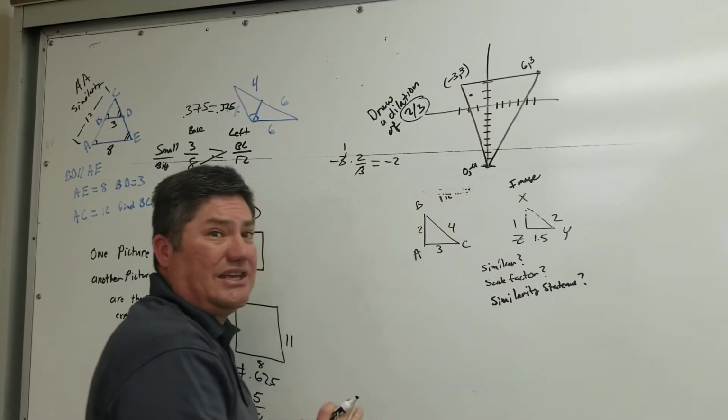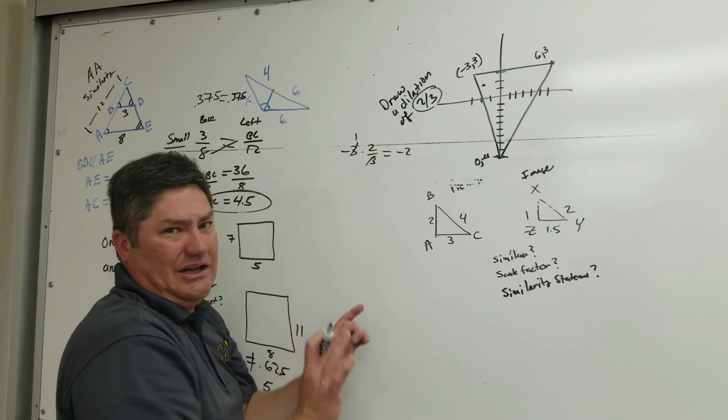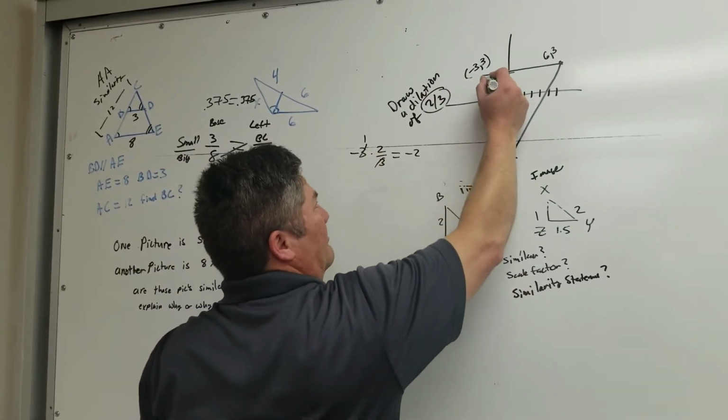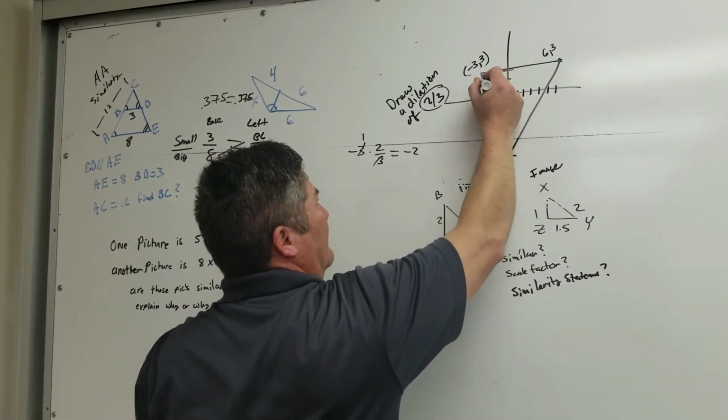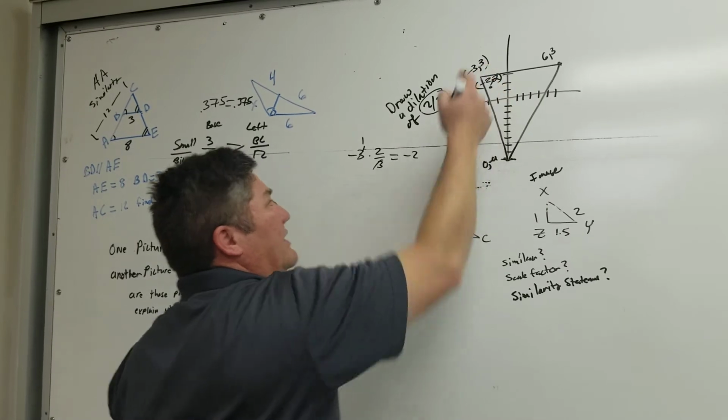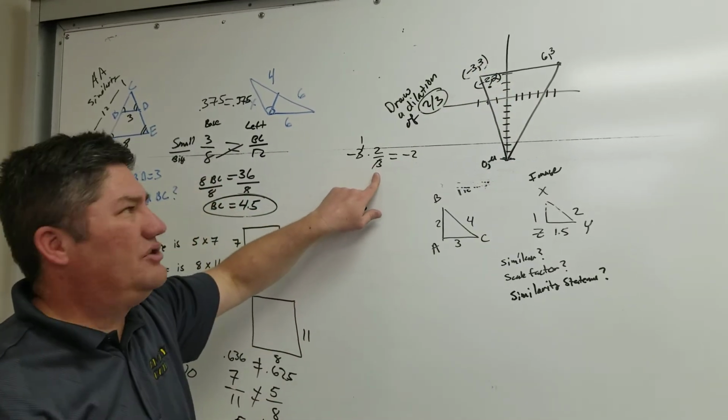So I'm just taking the endpoints. Don't worry about all the side lengths and all that. Look at the endpoints, okay? That's going to give me -2, 2. All I did is times those points, the x and the y, by 2/3.